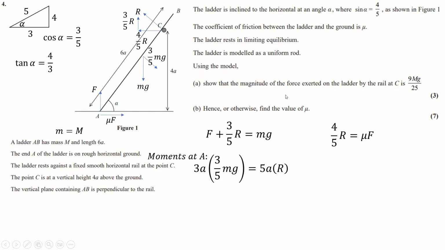The first thing it wants is what I've called R. So that's the first thing it wants. And actually, if you look at this one only contains R's anyway, so I can just do this immediately. 9 there, cancel the a's, divide by 5, and we get this. Good. So we've shown what we want to show because, of course, little m is equal to big M, so good. Hence or otherwise, find the value of mu.